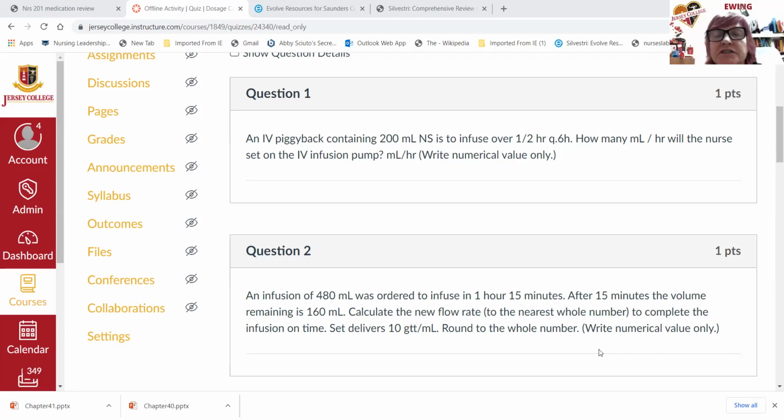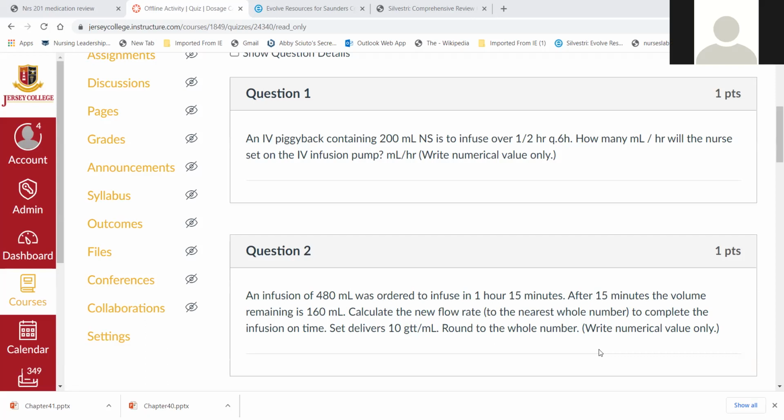Okay, so this is asking us mLs per hour. So you need your total volume in mLs, which is 200, and your total time in hours. And we have a half hour. So how would you write that? 200 mLs divided by, divided by, I would have said 30 minutes, but you can't divide it by 30 minutes because your time has to be in hours.